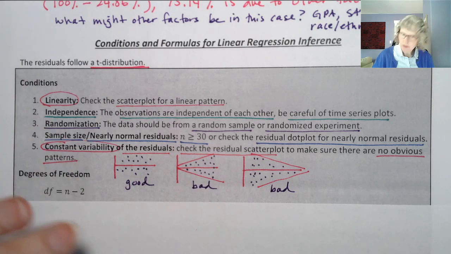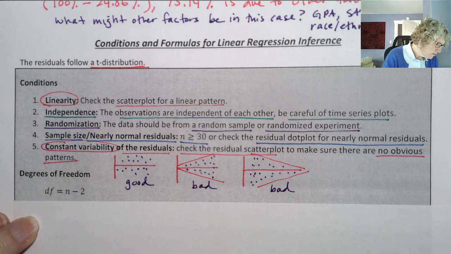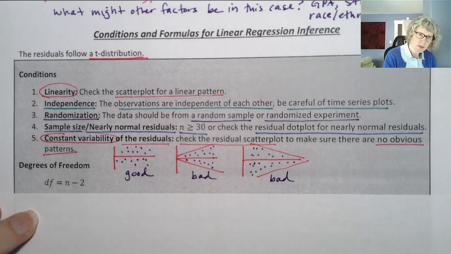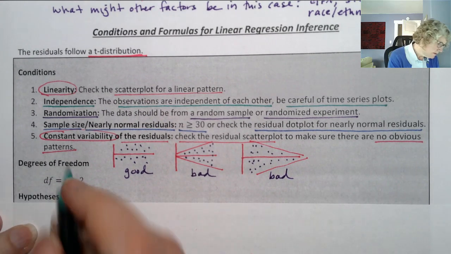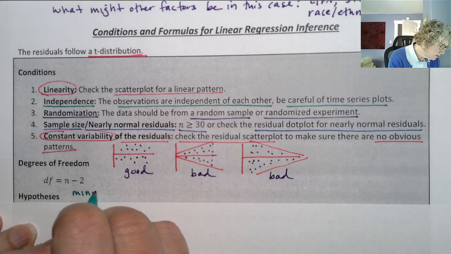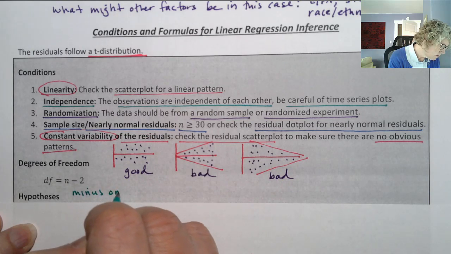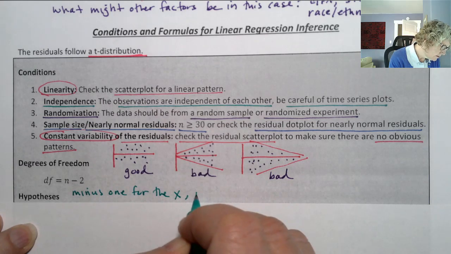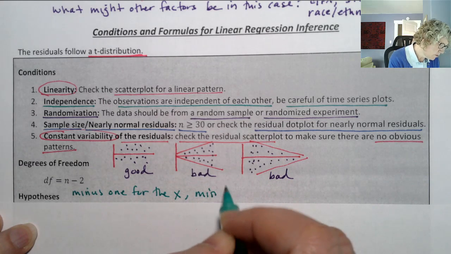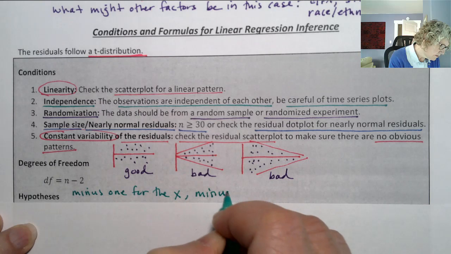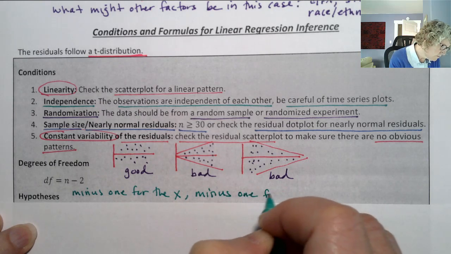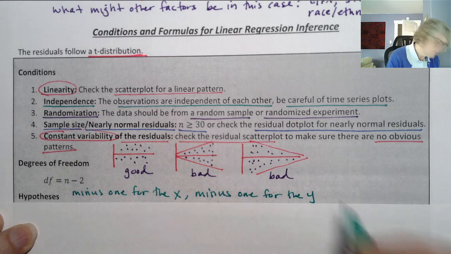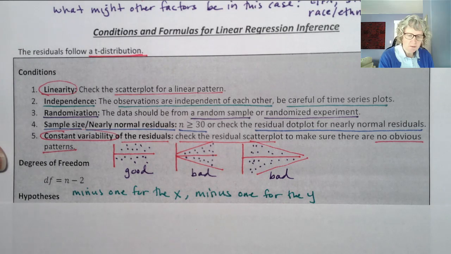Now, when we get ready to do inference, our degrees of freedom are n minus 2. Okay, so I mentioned that, and it's -1 for the x, because you're used to -1, right? -1 for the y variable.